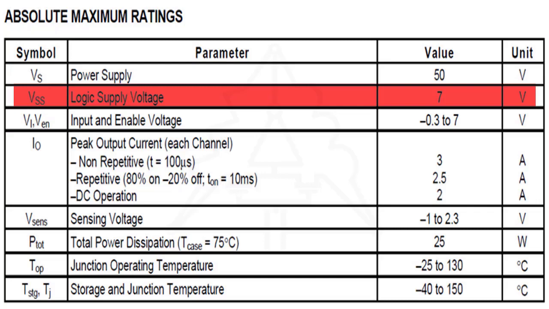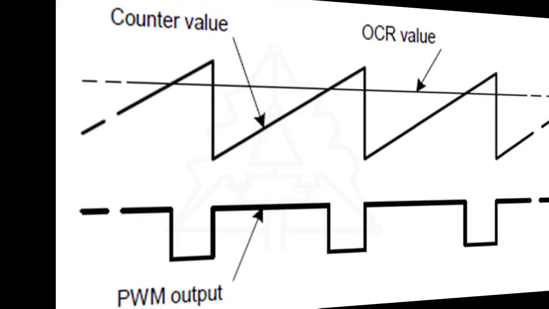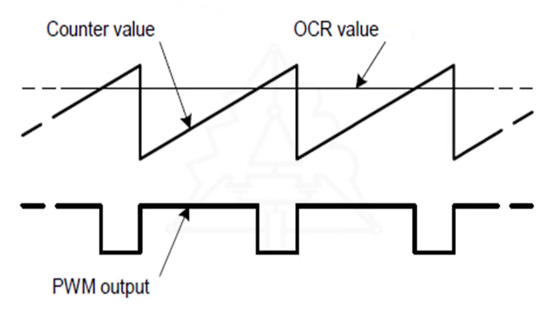But the control circuit is in the TTL voltage range. We use the PWM method to control the speed. We also use Timer0 of the AVR microcontroller.